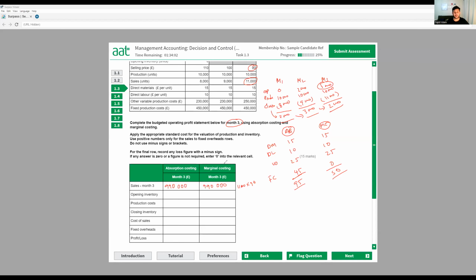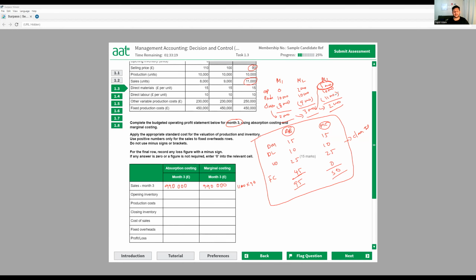One thing we have to be very careful about here: the calculation we did for the closing inventory value is for month number 3. Now, if you remember, this 3,000, the opening inventory for month 3, actually came from month number 2. So it is not the month number 3 opening. It was the closing for month number 2, and because of that, it becomes the opening for month number 3.